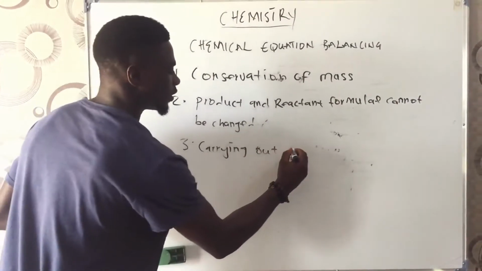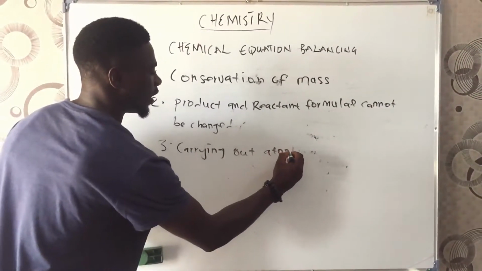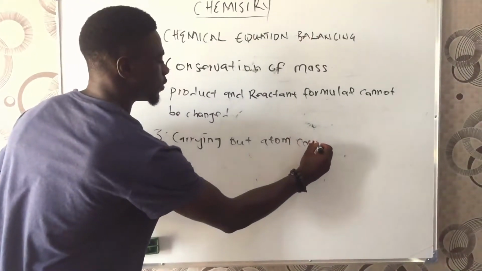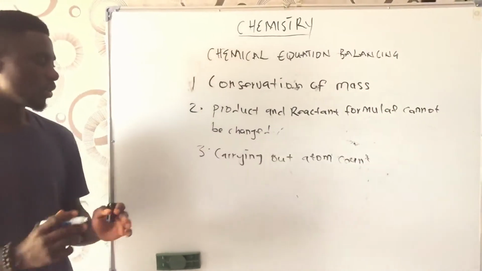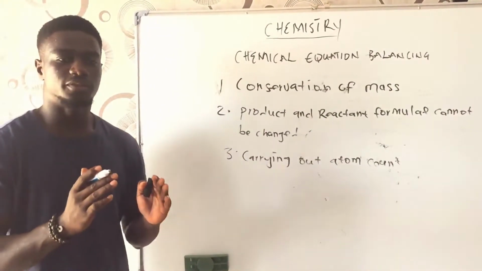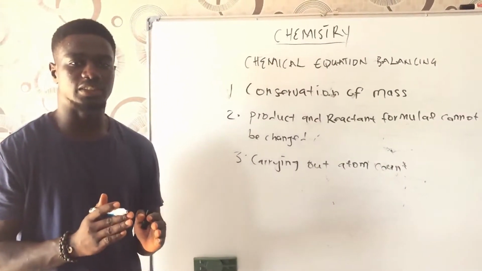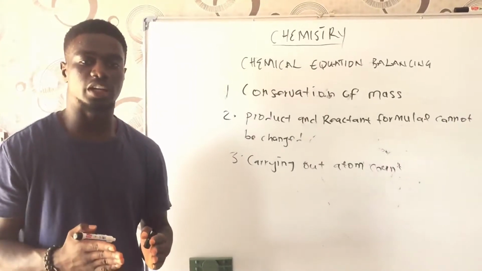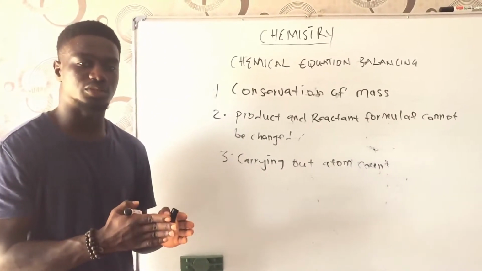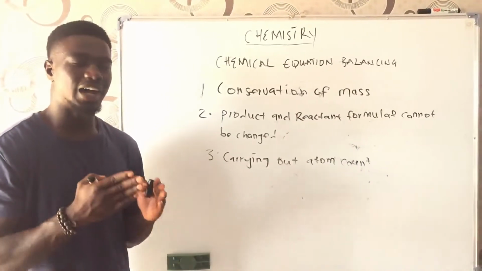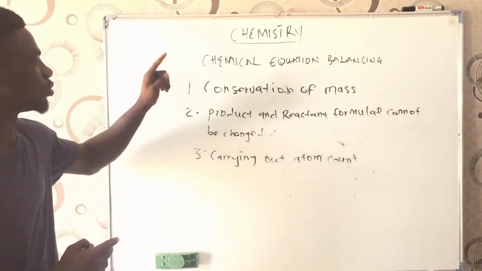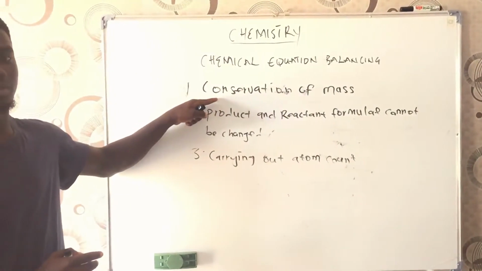The number 3 rule is carrying out atom count. What this rule is talking about is, if you're given a chemical reaction, a reactant reacts to give a product, you must carry out the atom count, and that atom count must correspond to the law of conservation of mass.